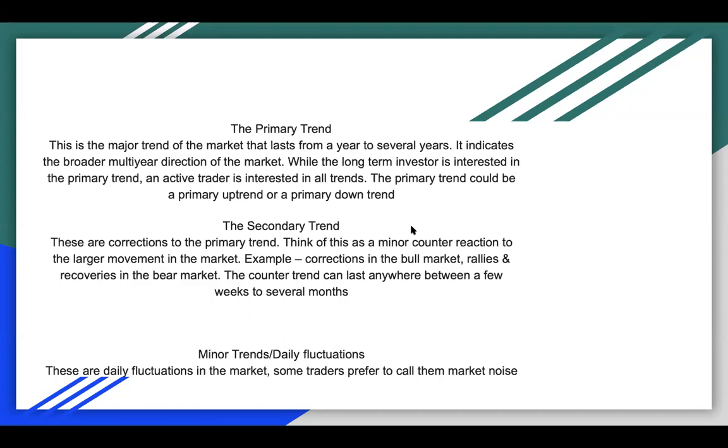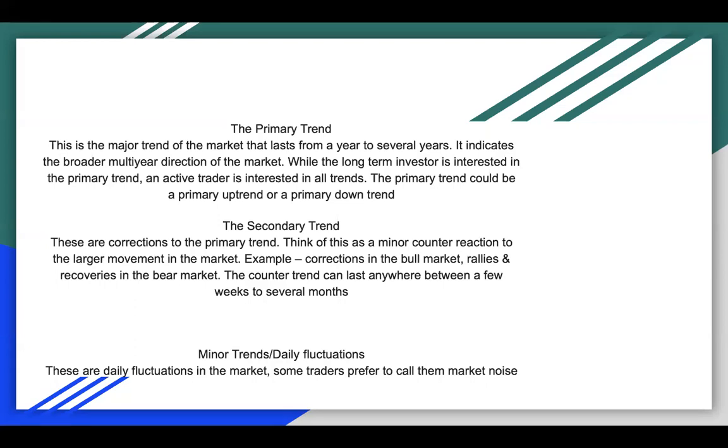The primary trend. This is the major trend of the market that lasts from a year to several years. It indicates the broader multi-year direction of the market. While the long-term investor is interested in the primary trend, an active trader is interested in all trends. The primary trend could be a primary uptrend or a primary downtrend.